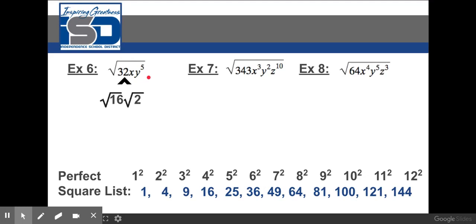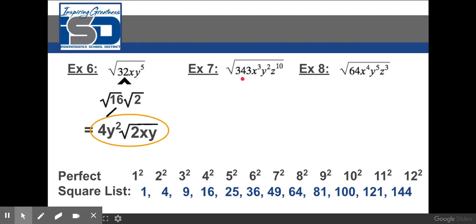So on the outside, the square root of 16 is 4, plus the 2 y's I was able to take out from y to the 5th. Left on the inside, we're going to have a 2 and the x and the leftover y. Our final answer is 4y squared times the radical of 2xy. If you need to write out all of the variables you are given and circle up pairs, you are more than welcome to do so.